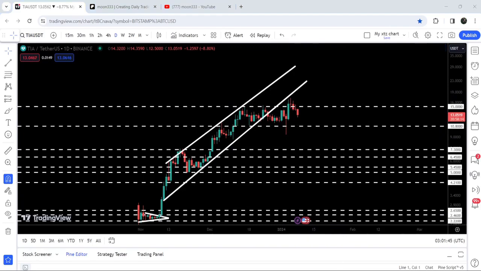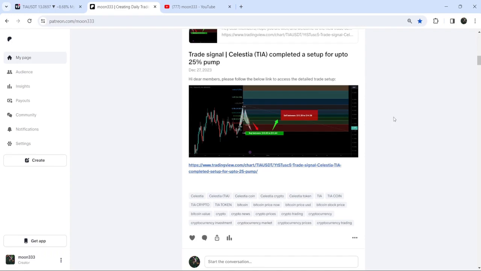And I would also like to share with you my most recent trade signal for TIA that I shared on 27th of December 2023 with my members. And this move produced almost 50% pump.